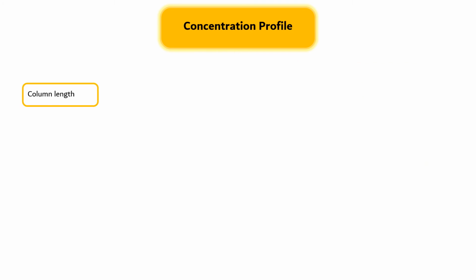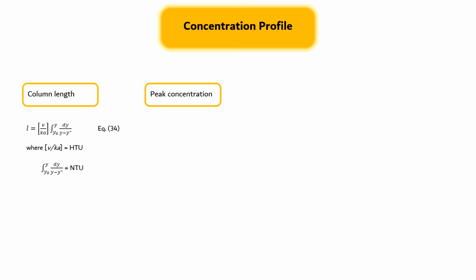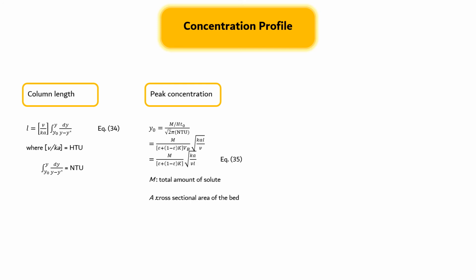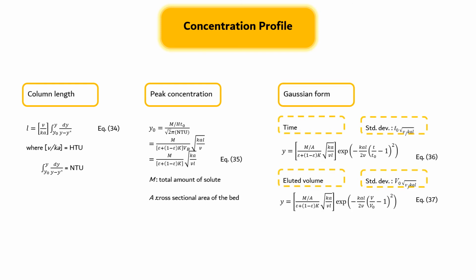The column length can be calculated using equation 34, whereas the concentration at the peak can be found by a mass balance and calculated using equation 35. The concentration profile has a Gaussian form which can be calculated using equation 36 and equation 37. Both give the exact concentration of a chromatographic column as a function of the volume and a standard deviation. The standard deviation is a function of kinetic factors like the velocity and the mass transfer coefficient.